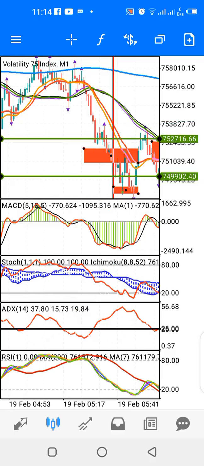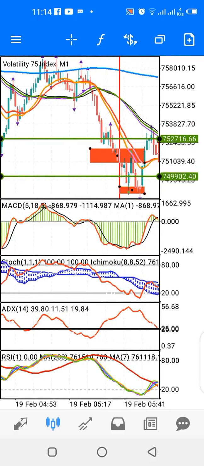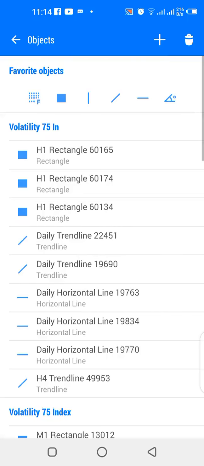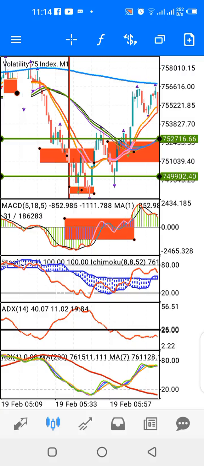So that's that for the main chart. Let's quickly go to how you can use the signal generated on indicator window 1 to trade the Volatility 75 index using this strategy. Now these are indicator window 1. All right, it's simple.